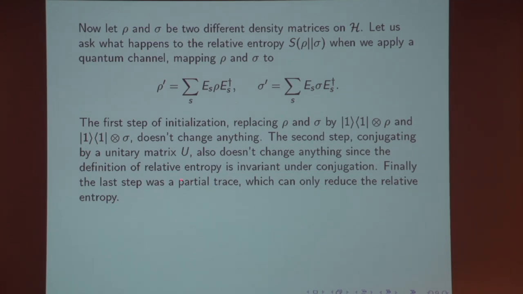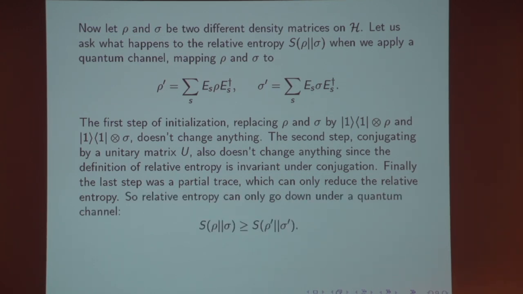Finally, the last step was a partial trace, which can only reduce the relative entropy. So relative entropy can only go down under a quantum channel. And this is the most general statement of monotonicity of relative entropy.